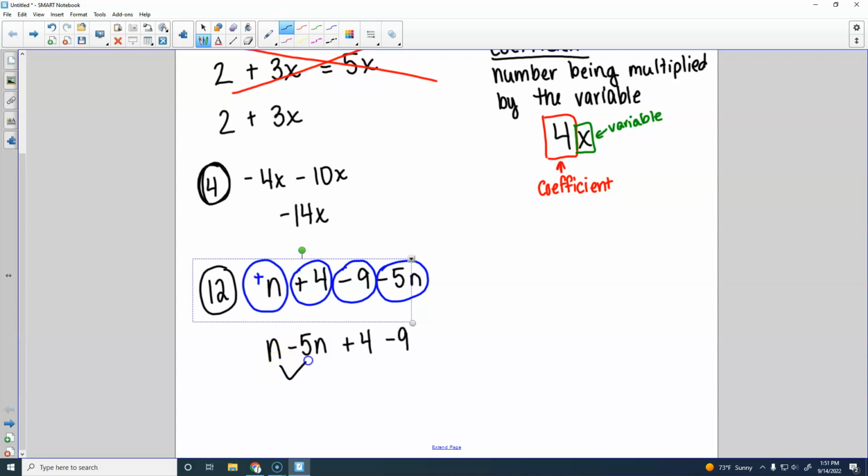So when I do n minus 5n, oh, I don't have a number with this n. I don't have a coefficient. What is it? 1. Okay, so 1n minus 5n is going to give me negative 4n. And then I can put these two together, positive 4, negative 9, negative 5. So I can write that as a minus 5. And then, can I put negative 4n and the negative 5 together? I cannot. They are not like terms, so I would have to stop right here.